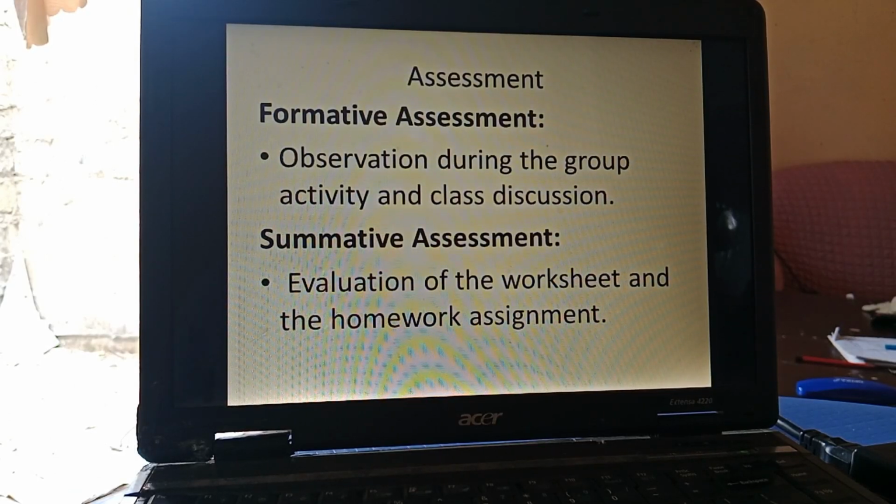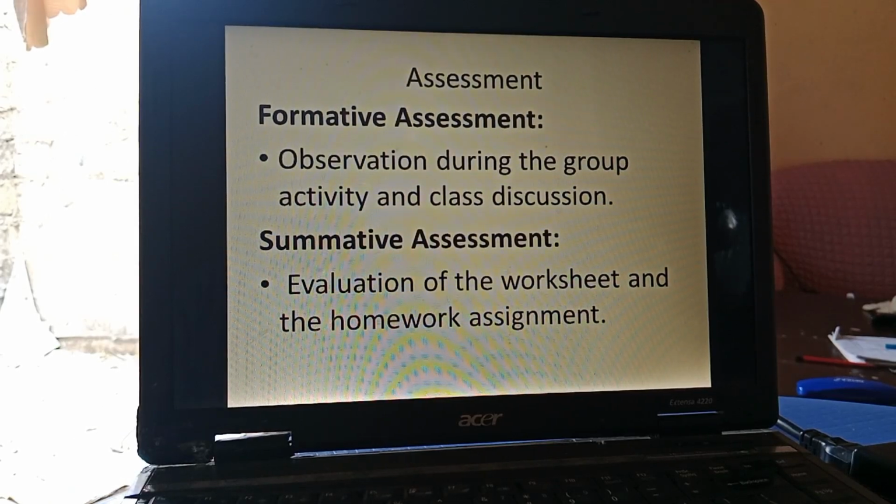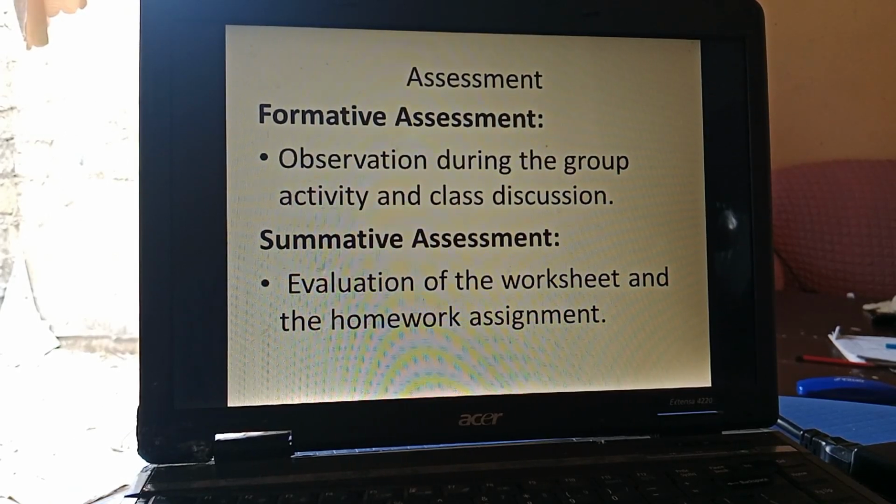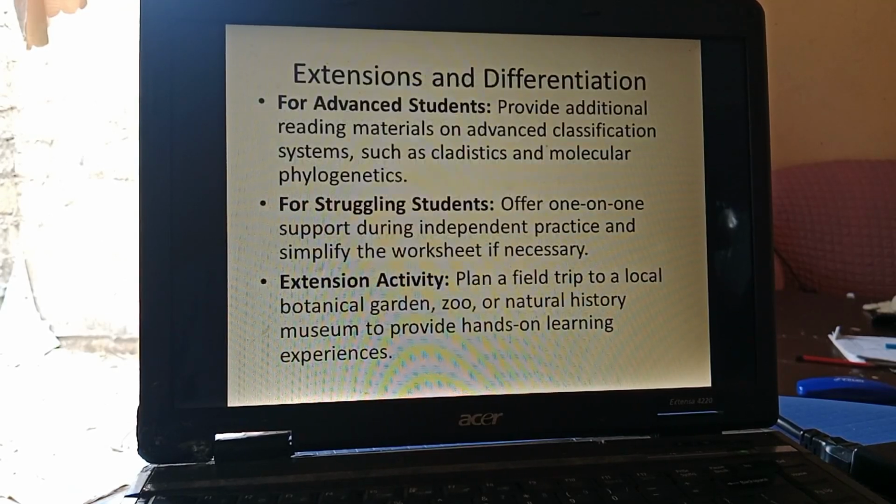Assessment, formative, where you observe during the group activity and class discussion, and then maybe you can assess them that way. Summative assessment, where there is evaluation of the worksheet and the homework assignment.